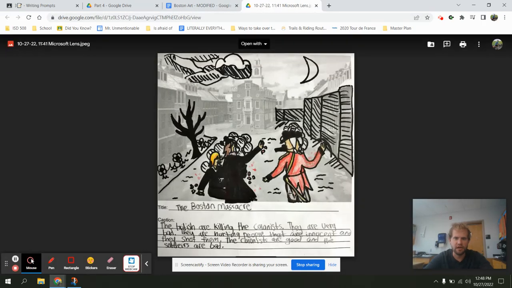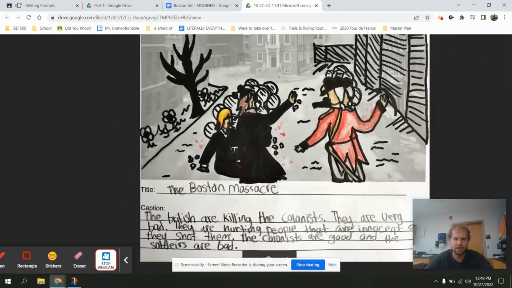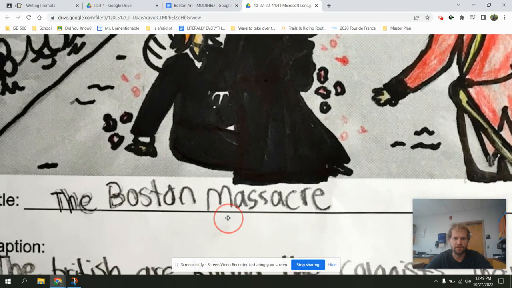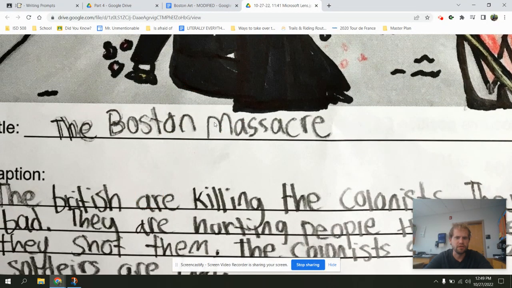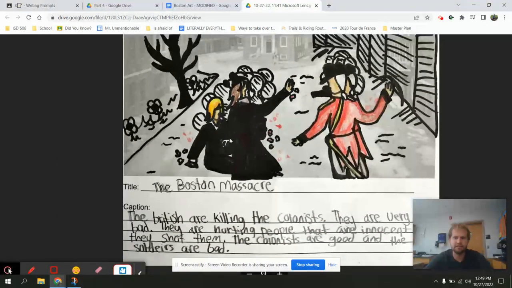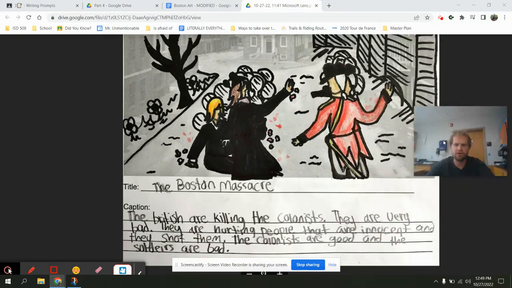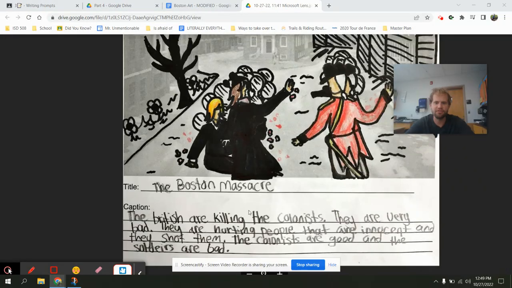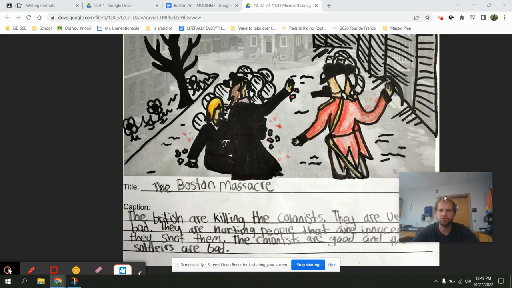So we have a drawing here, and it is in our colors. This art shows off what we're up to, and the caption. If I was to scroll down and not look at the art, the caption says: The British are killing the colonists. They are very bad. I see them hurting people that are innocent, and they shot them. The colonists are good, and the soldiers are bad.